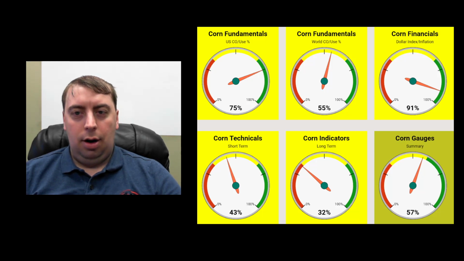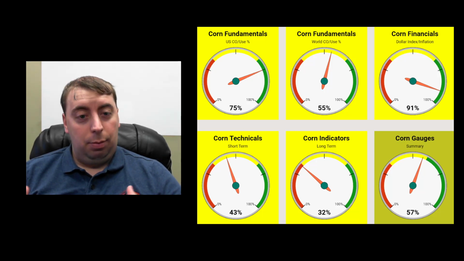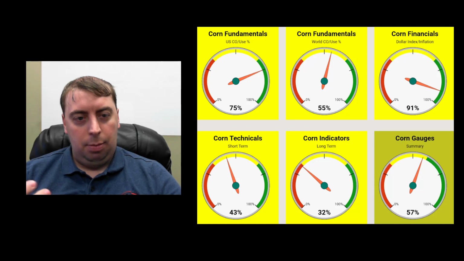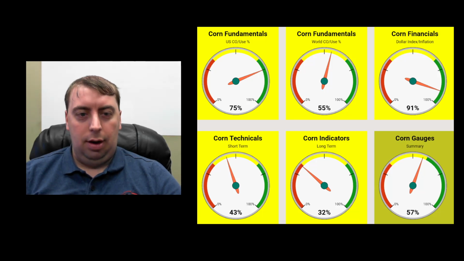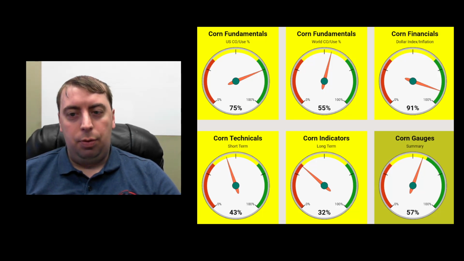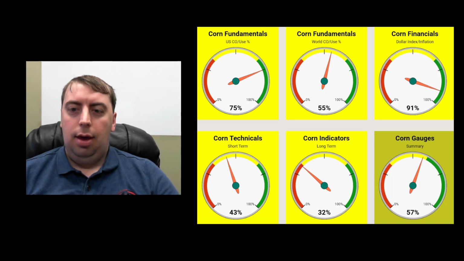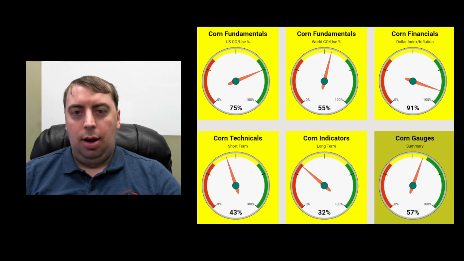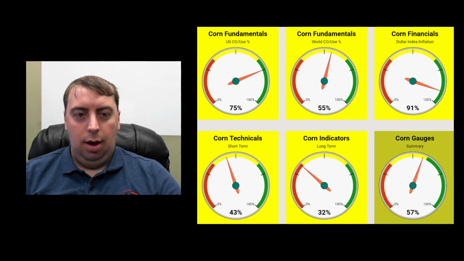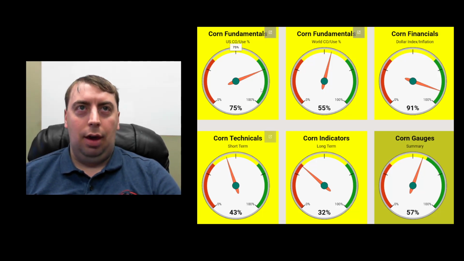Now, before I get started, I want to mention that another feature we have, called the indicator table with the check marks and X's, is now moving to one of these confidence gauges, so be sure to look out for that. I also want to note that this is for demonstration purposes only and does not reflect today's market. So with that, let's dive into the corn fundamentals gauges.